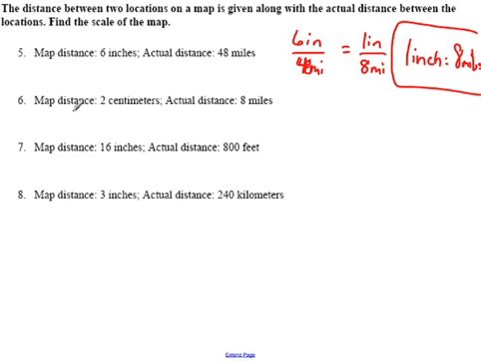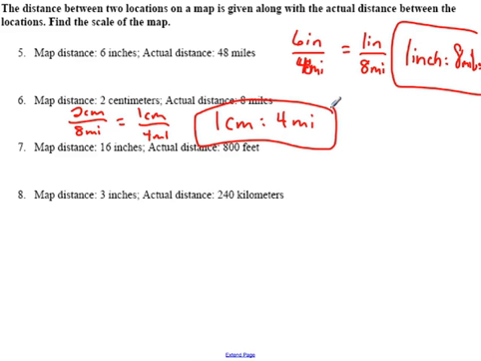We'll try this again. It says 2 centimeters to 8 miles. 2 and 8 are both divisible by 2. So we have 1 centimeter to 4 miles. This is what we're looking for, that type of notation.